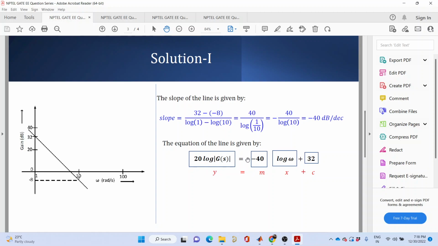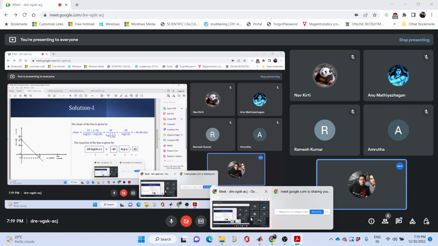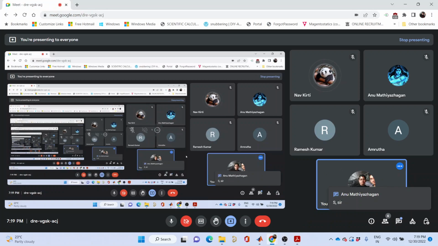Now the slope I have already found out, that is minus 40. So minus 40 into log of omega, because the x-axis is in logarithmic scale, plus 32. Why 32? Because the y-intercept is 32. So this is nothing but the equation of a straight line, y equal to mx plus c. Do you agree with me, everyone? Is it clear to everybody?